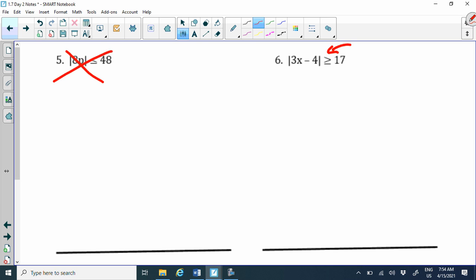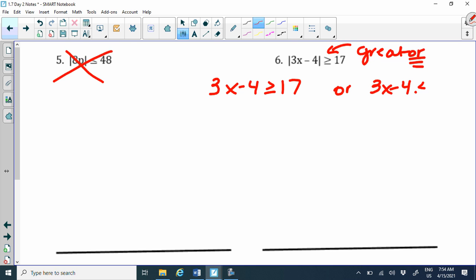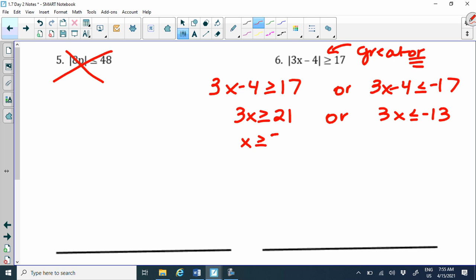So first, let's identify this as an or an and problem. We have absolute value of 3x minus 4 is greater than 17. So this is an or problem. Okay. So 3x minus 4 greater than or equal to 17, or, remember we flipped the sign, we gave the number, we solve, so on both of them I add 4, so that gives me 21. That gives me negative 13. And then I divide both sides by 3, so I get 7, or negative 13 over 3.